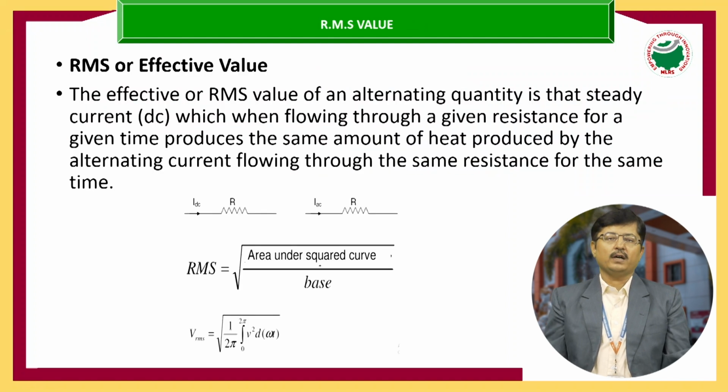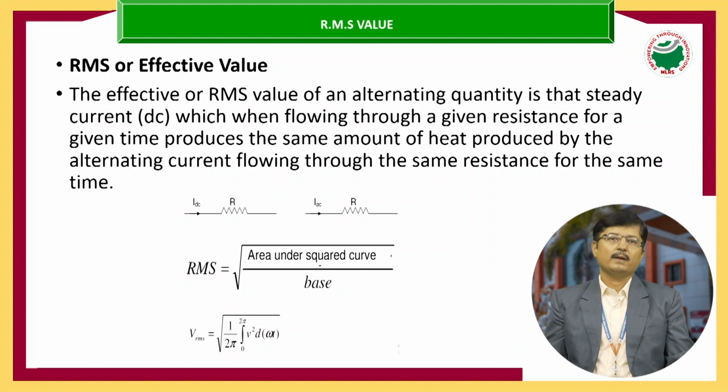Next, coming to the RMS value. Here a DC quantity is constant with respect to time, that is, the quantity is not changing with time, but an AC quantity is changing with respect to time. To distinguish both, we have to see one common effect, and that effect is nothing but the heating effect.